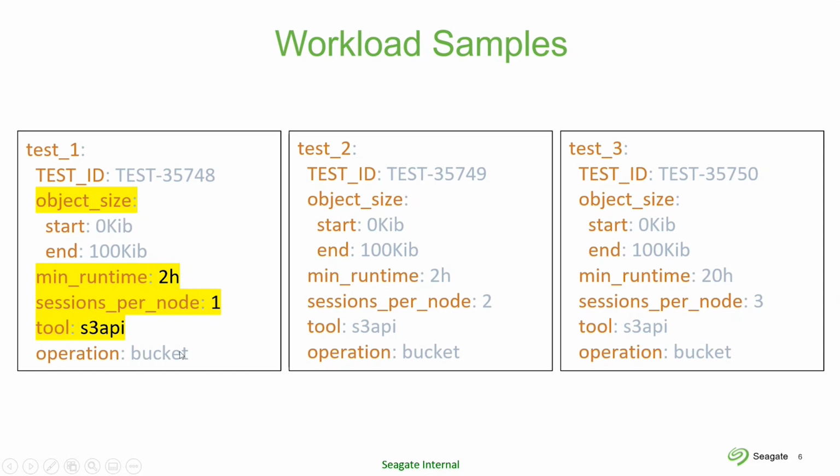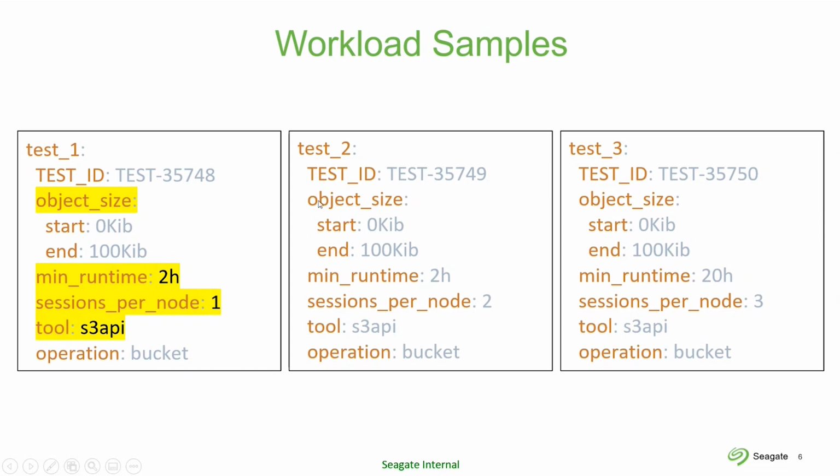And for operation, I mentioned bucket. For bucket operation, we mention bucket. For object operation, we mention object. This is the identifier for that. In the same way, we have changed the parameters for minimum runtime and sessions per node. Even this can be changed. All this is based on the user, but these test IDs should be predefined.